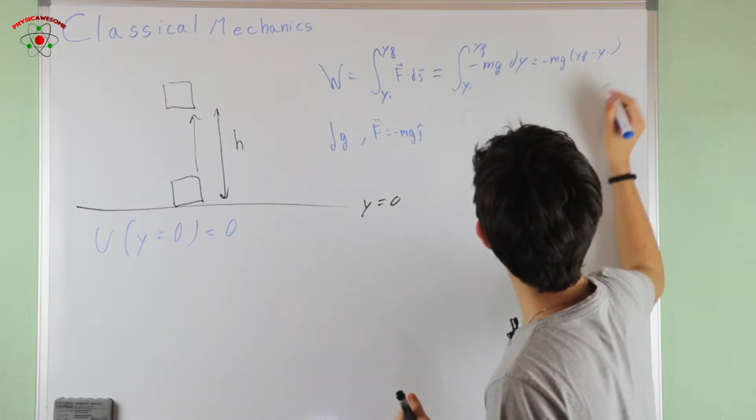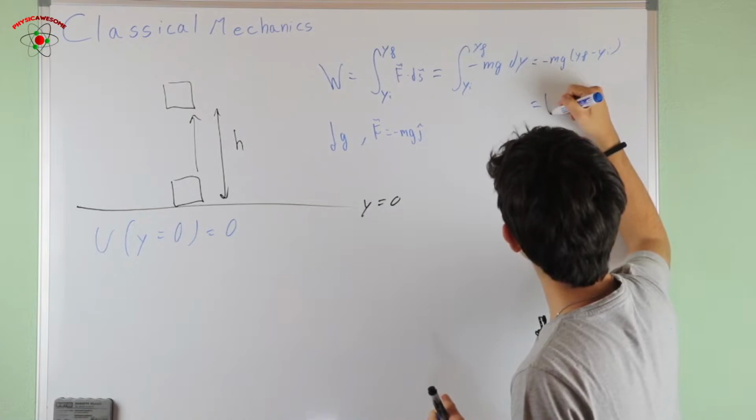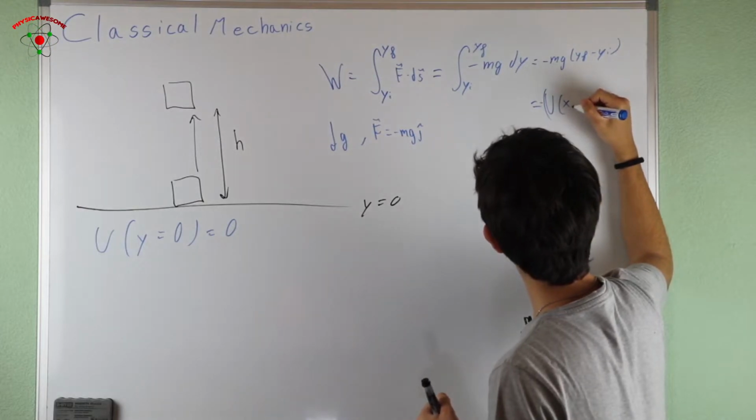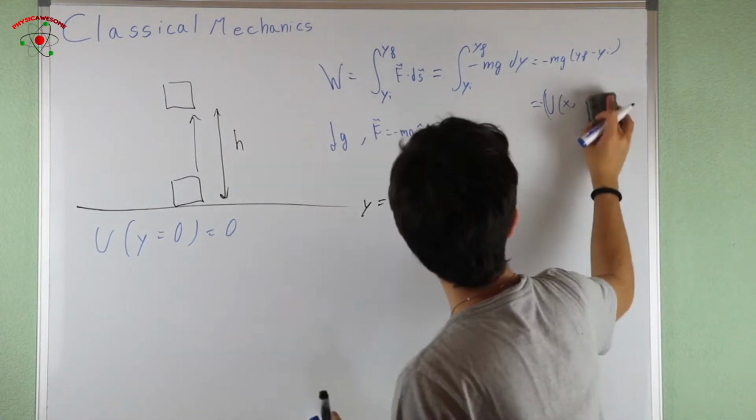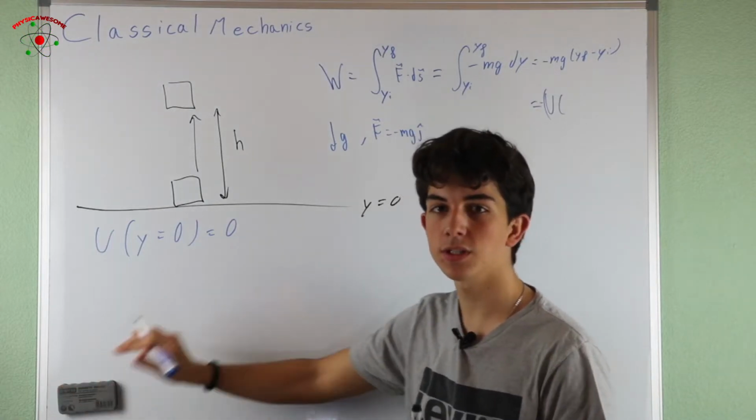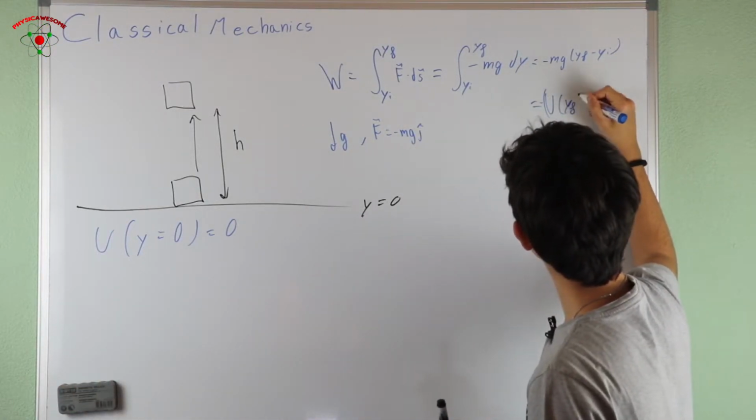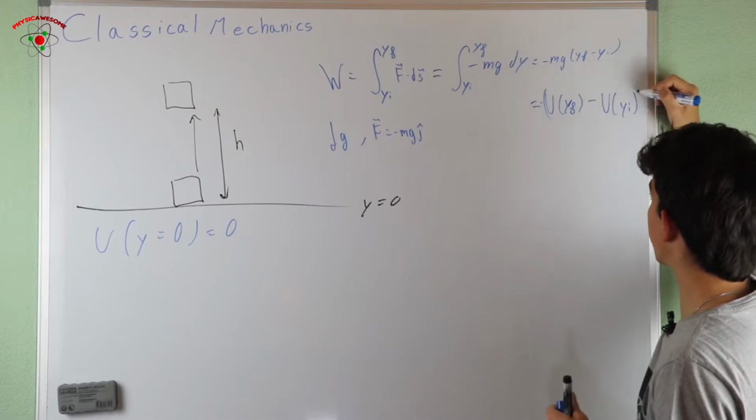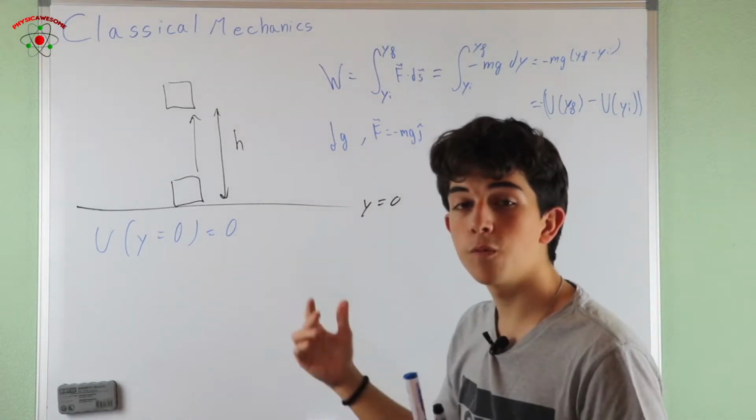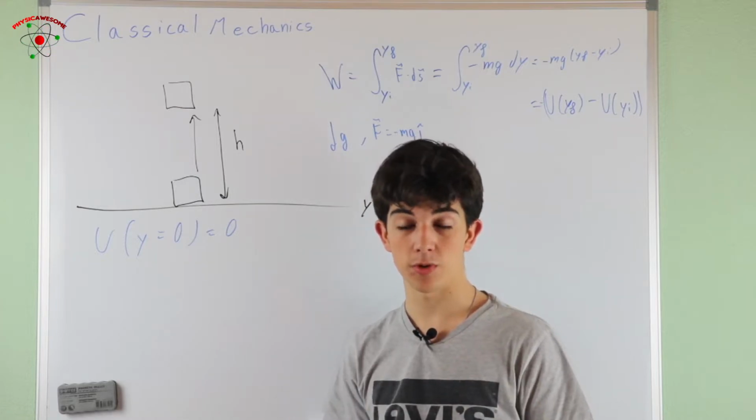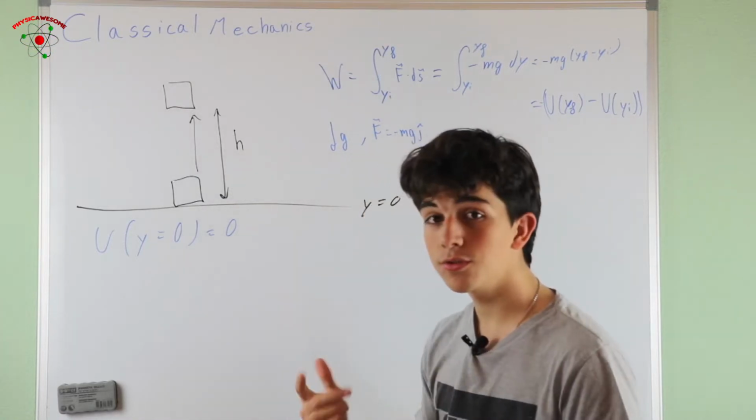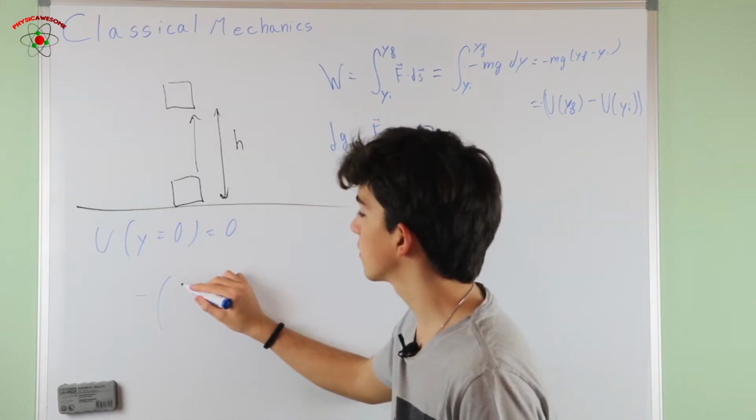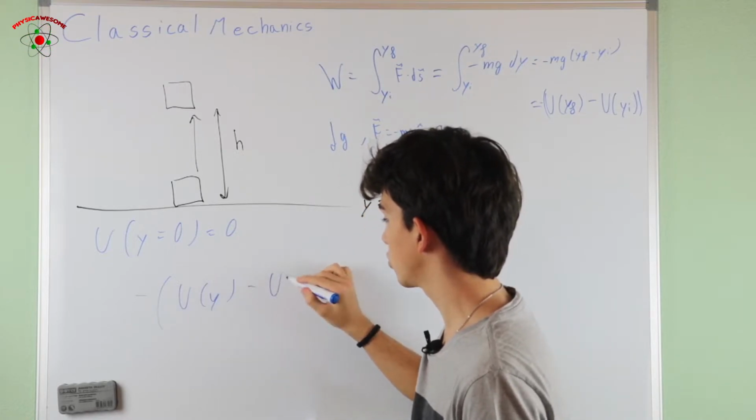And we know that this work, this expression we got over here, is going to be equal to minus the change in potential energy. Well, sorry, we're not talking about x in here, we're talking about y. So it's minus (U at y final minus U at y initial). So to find what the potential energy at an arbitrary point is, we just do the same thing as before. Minus the change in potential energy from U at y equals 0.